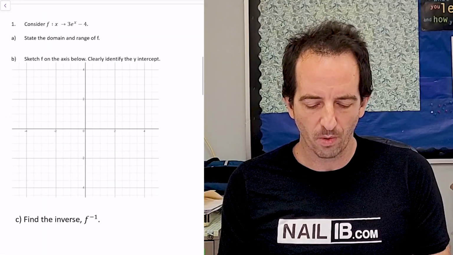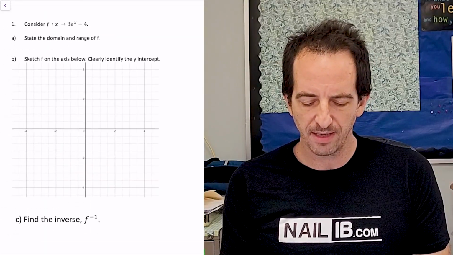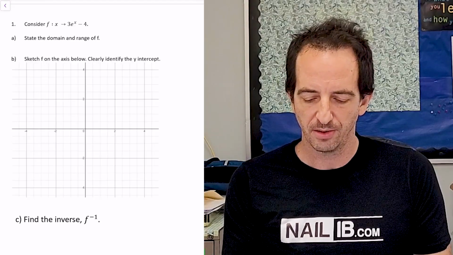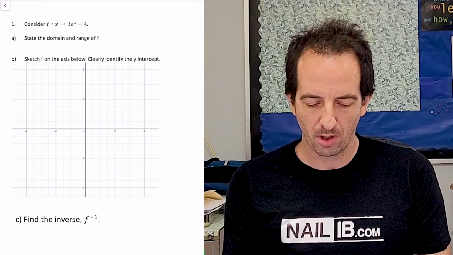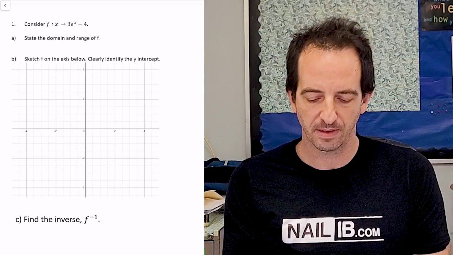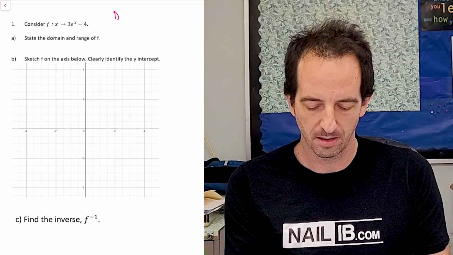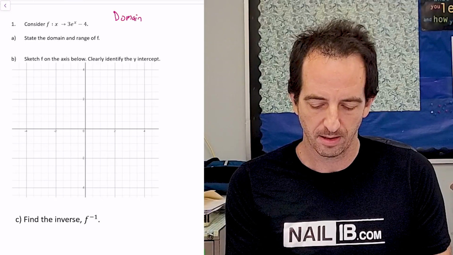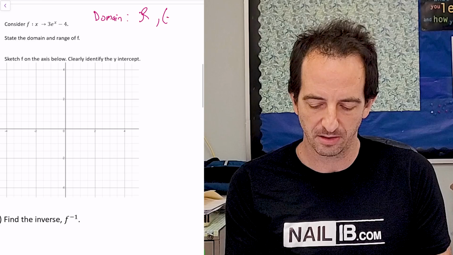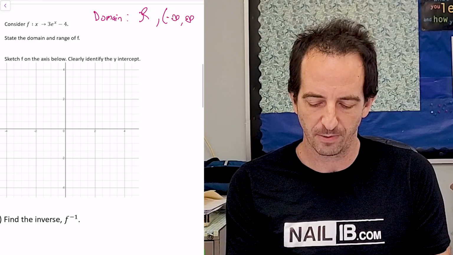So here in number 1, they're giving us an exponential, and now they're testing our knowledge about the domain and range of an exponential. So the domain is going to be all real numbers, right? We could plug in anything for x. So the domain here is really all real numbers, from negative infinity to positive infinity, depending on how you want to write that.